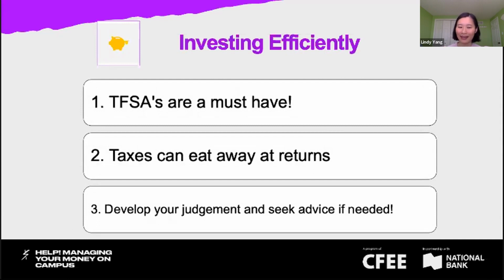Another thing is that taxes eat away at returns. So remember all the taxes associated with non-registered accounts and think about that as you're investing. And make sure to take advantage of registered accounts so you can take advantage of those tax savings.